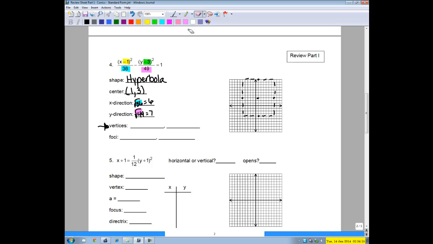Okay, for your vertices, we find our vertices by looking at which letter is first. Since the x is first, we will use our horizontal vertices, these two right here. If the y was first, we would use our vertical, but in this case, the x's are first. So one vertex is negative 1, 2, 3, 4, 5. 1, 2, 3. And then the other one is at 1, 2, 3, 4, 5, 6, 7, 3. And you need to draw your diagonals.